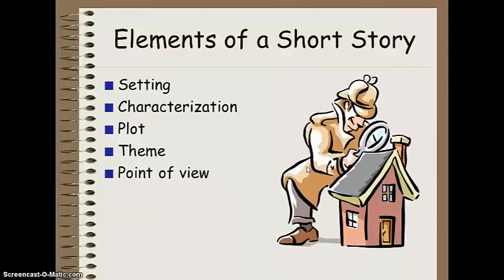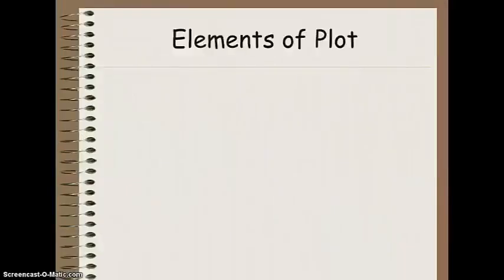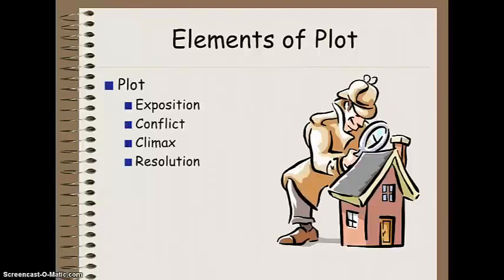However, one of the elements, plot, has some elements of its own. Plot, in particular, has some pieces to it as well that we will be learning about and going into more detail about this year. Plot has 4 elements. Exposition, which is a word you may or may not be familiar with; conflict, climax, and resolution. There are also a couple of other things in there which we will discuss, but these are the parts of the plot. And remember, the plot is an element of the short story. These are the elements of plot.